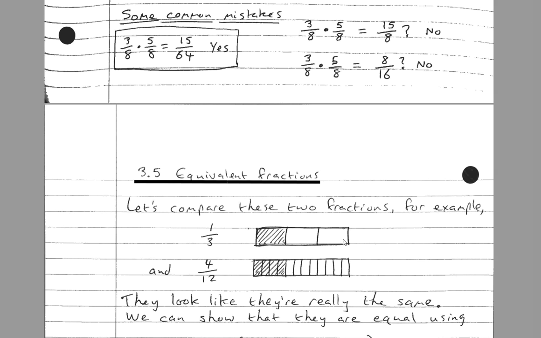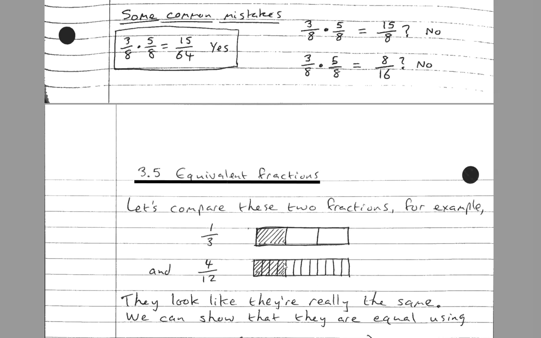Okay, so we saw 1/3 earlier. This is the whole rectangle, and take 1/3, divide it into 3, take one piece. Here's 4/12 of the same rectangle. So I'm dividing it into 12 equal pieces and taking 4 of them.